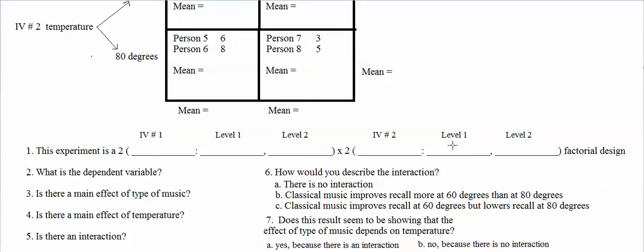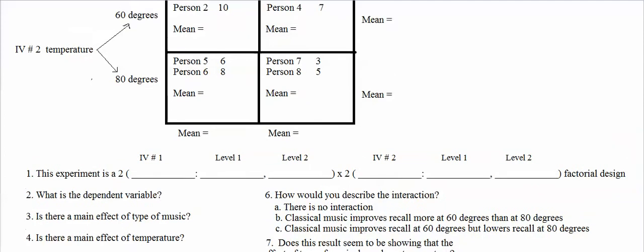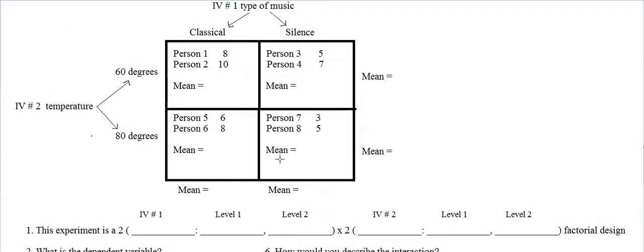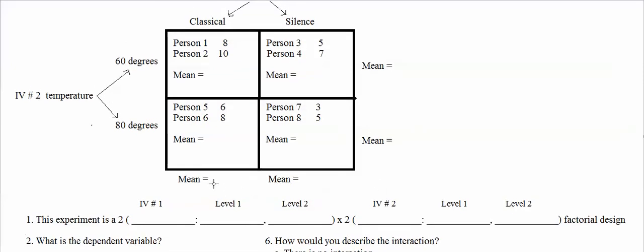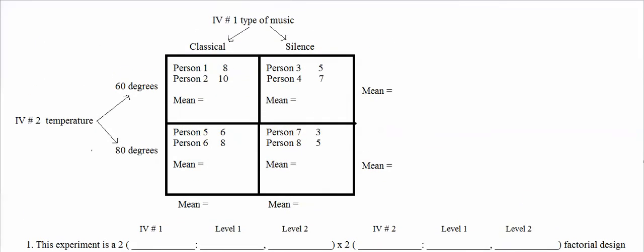Is there a main effect of type of music? Well, if the 2 marginal means for music are equal, then the answer would be no. But if they're unequal, if these are different, then the answer is yes. For the main effect of temperature, that's the next question. Is there a main effect of temperature? If these 2 marginal means out here are equal, the answer is no. There's no main effect. But if these are not equal, then the answer is yes, there is a main effect.